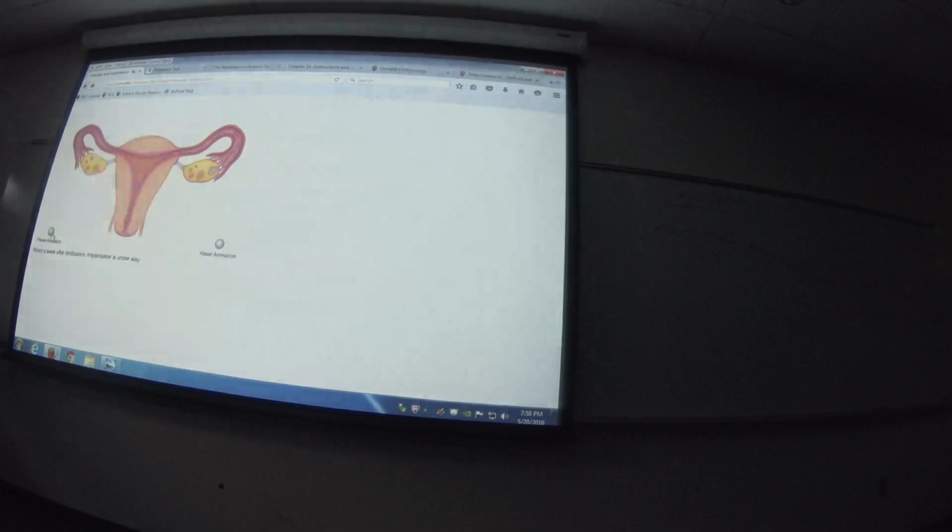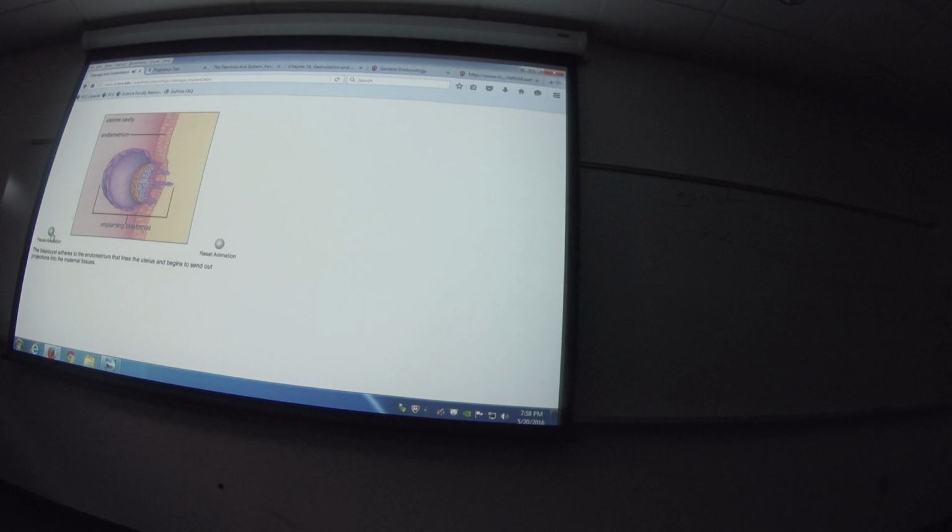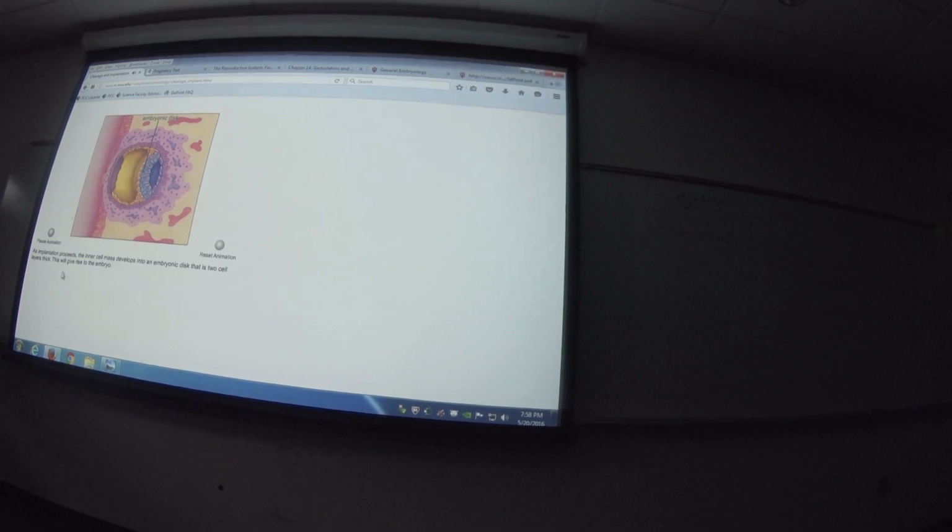About a week after fertilization, implantation is underway. The blastocyst adheres to the endometrium that lines the uterus and begins to send out projections into the maternal tissues. As implantation proceeds, the inner cell mass develops into an embryonic disc that is 2 cell layers thick. This will give rise to the embryo.